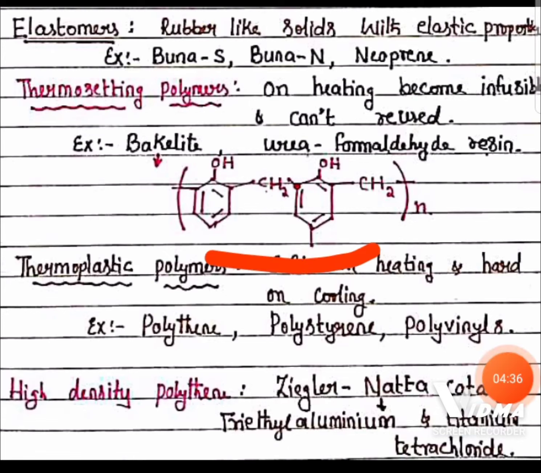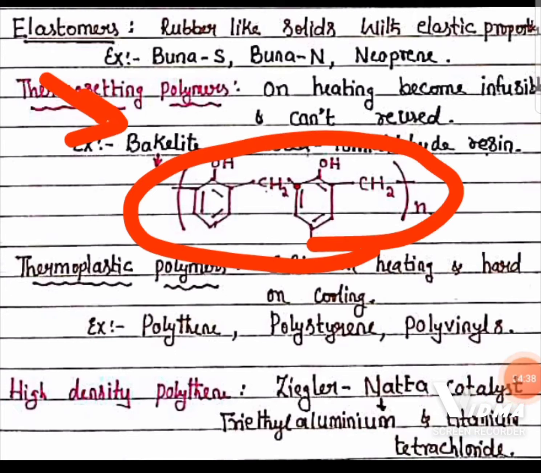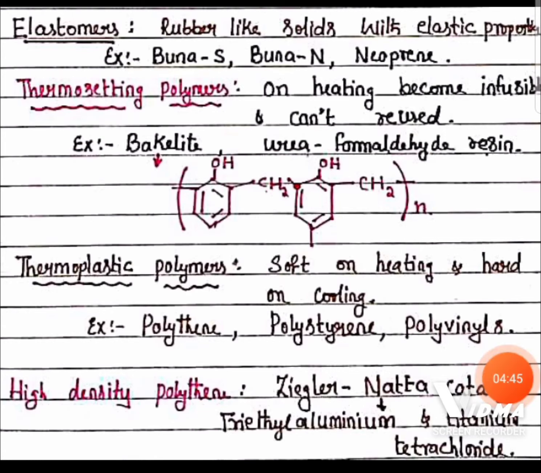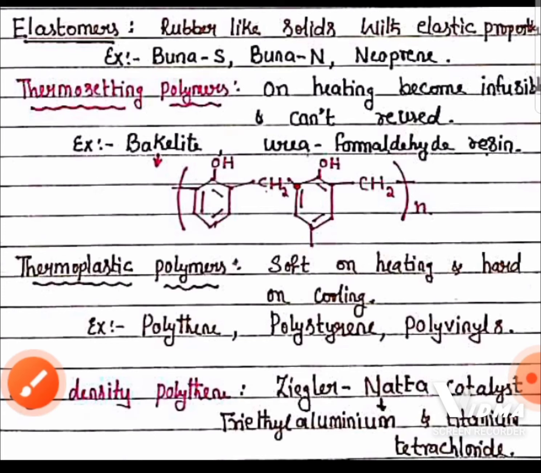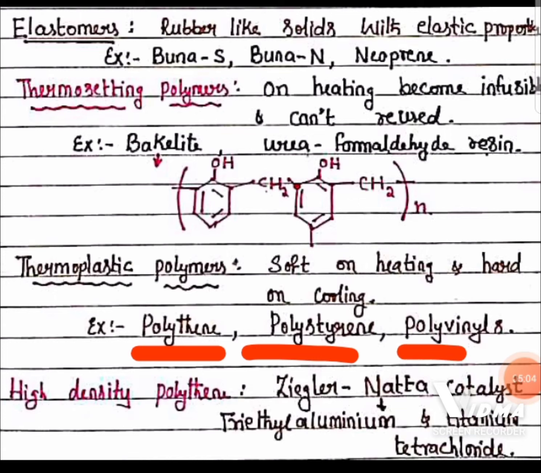And remember, this is the partial structure of bakelite, where between two benzene rings you can find one methylene bridge, a CH2 bridge. And thermoplastic means these polymers become soft on heating and hard on cooling. Examples: polythene, polystyrene and polyvinyls are examples of thermoplastic polymers.